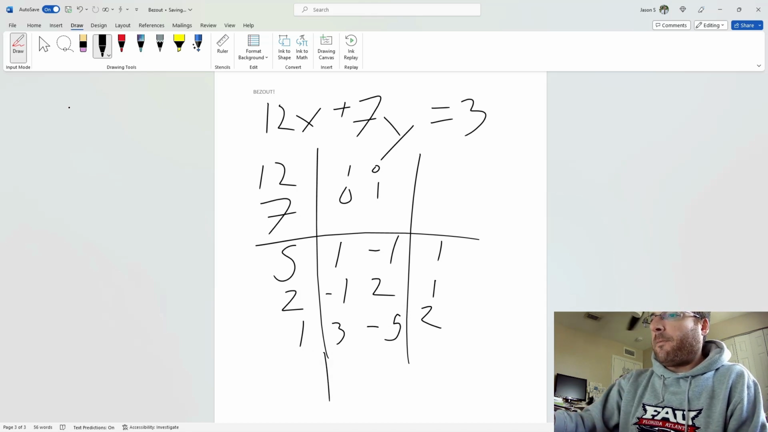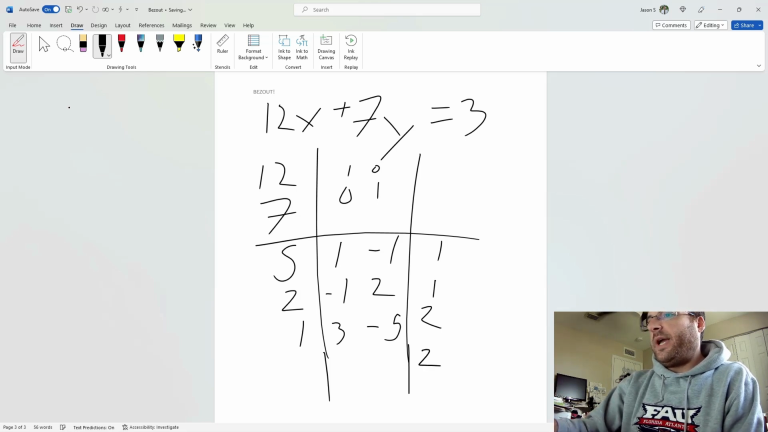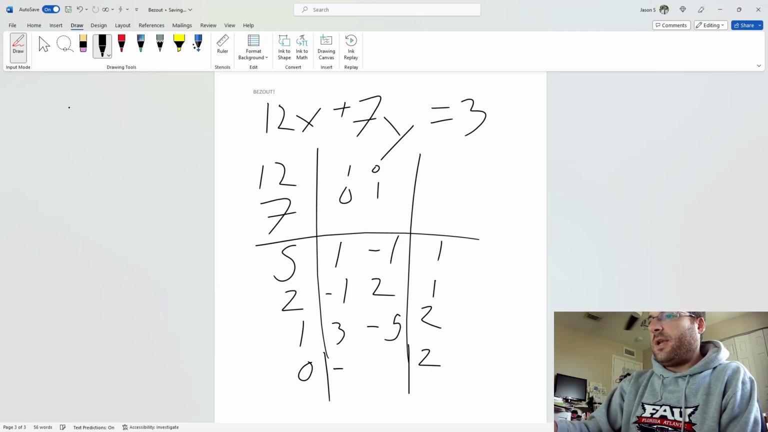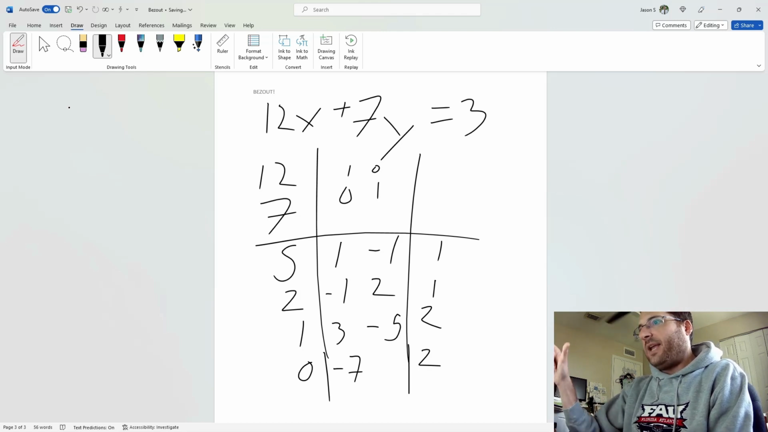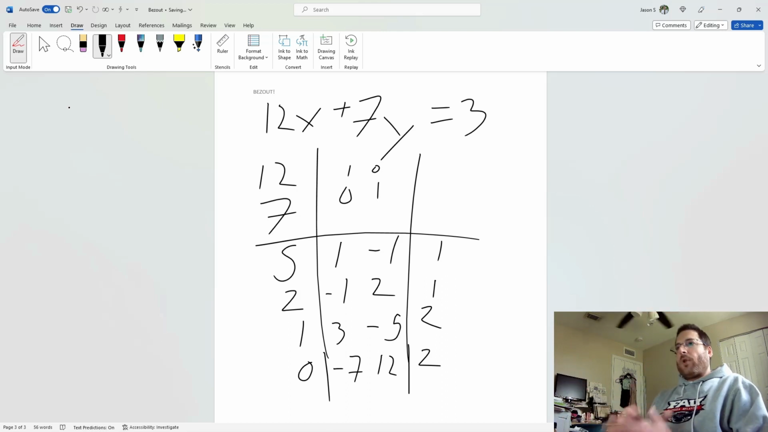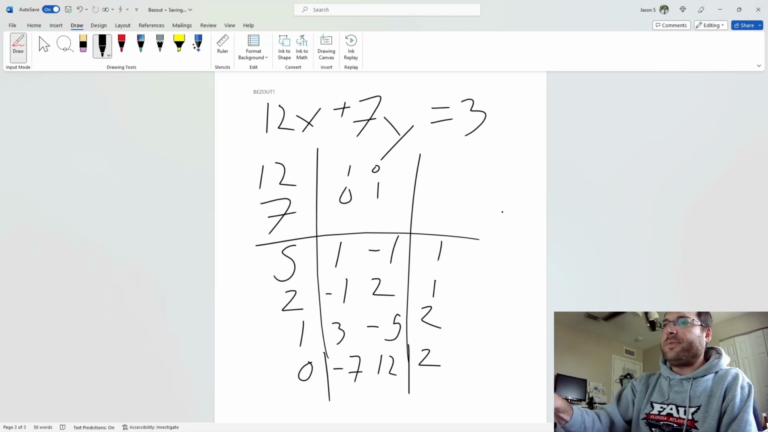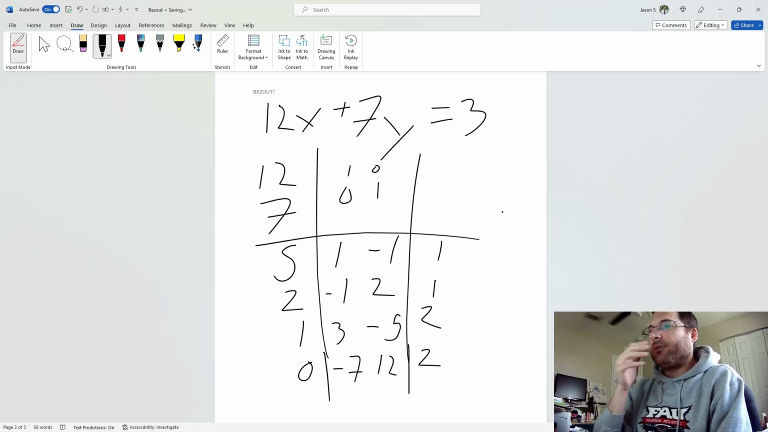Okay, and then, let me just extend this. 1 goes into 2 twice, 0 left over. All right, negative 1 minus 6 is negative 7. 2 minus negative 10 is 12. Okay, so what have we here? This is saying that 12 times negative 7 plus 7 times 12 is equal to 0. That actually makes total sense, right? However, we don't want 0. We want 3. So how are we supposed to do this?